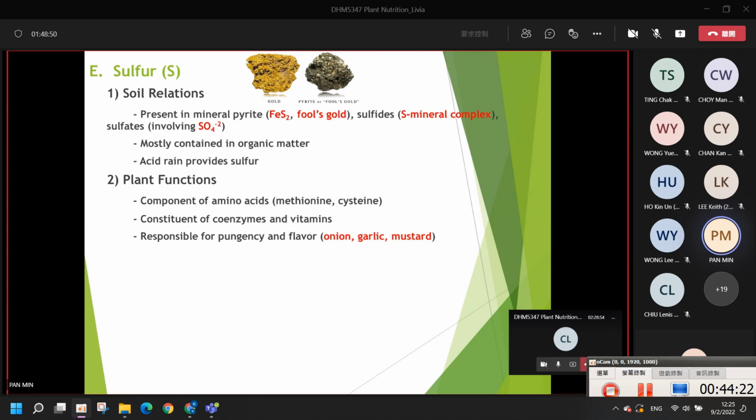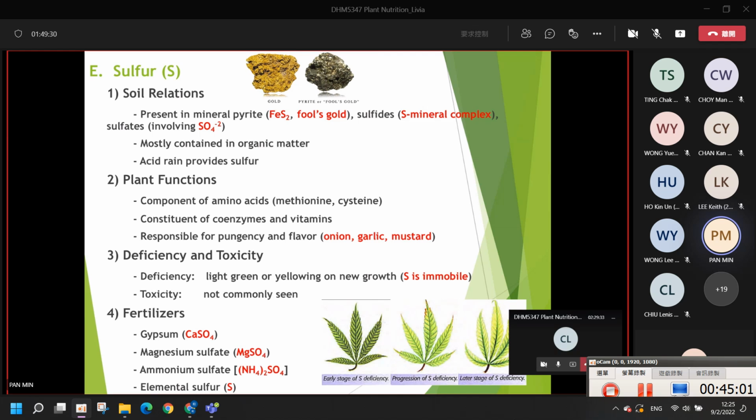The plant function is as a component of the amino acids methionine and cysteine, and it is a constituent of coenzymes and vitamins, and responsible for the pungency and the flavor. So the smells for some plants also come with the help of sulfur. And the deficiency and the toxicity.